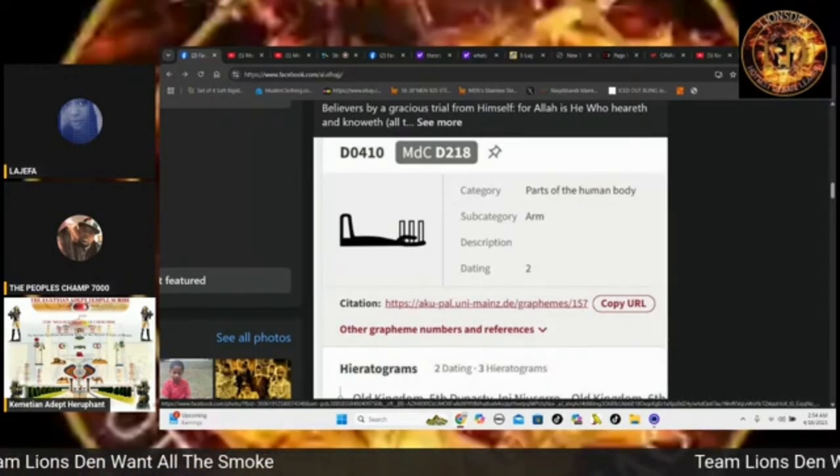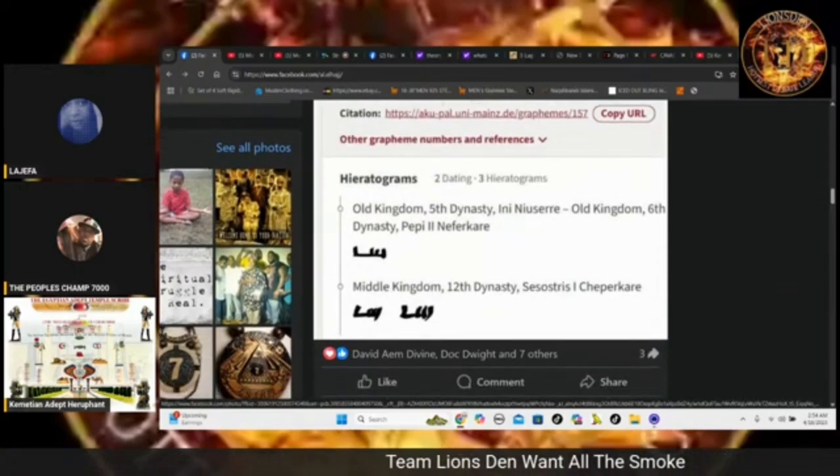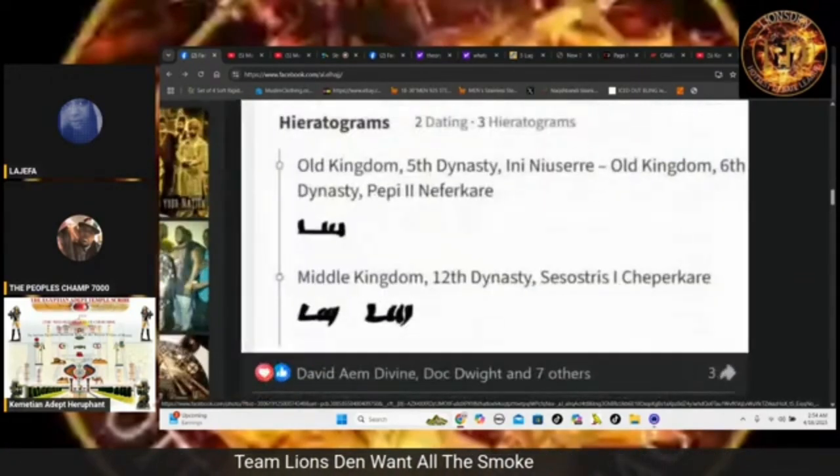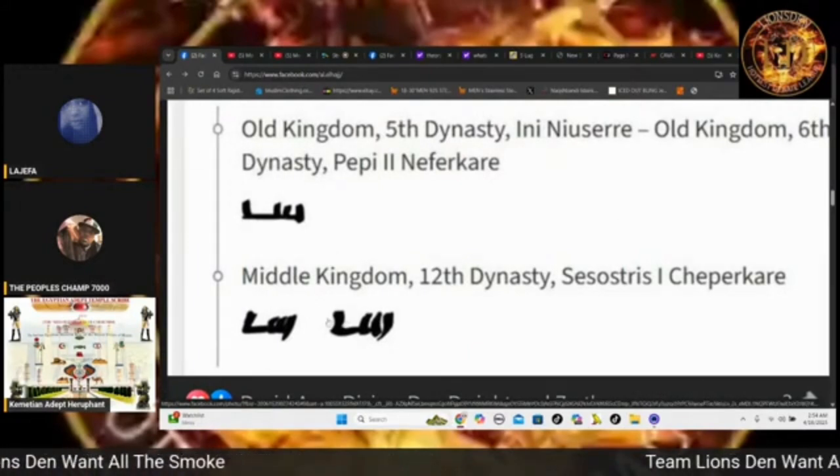Now, look at what this is. Parts of the human body. This is from the 5th dynasty up to the 12th dynasty. Right. Somebody tell me why that symbol right there looks like the aloglyph, bro. See, they crazy.